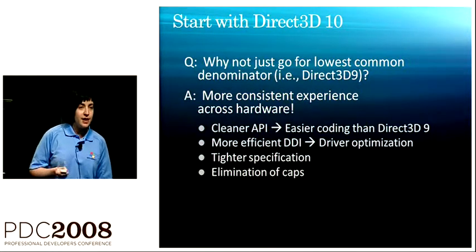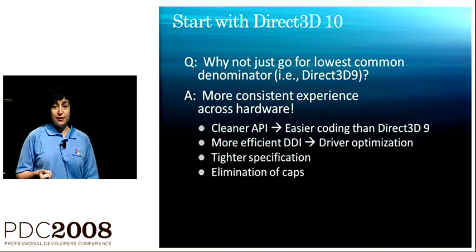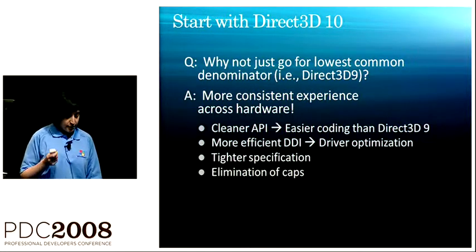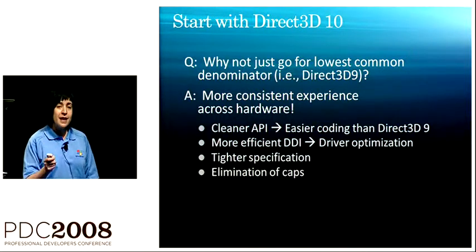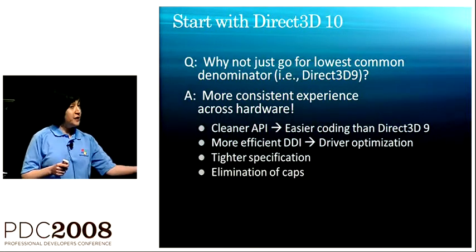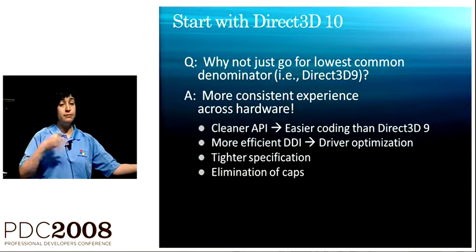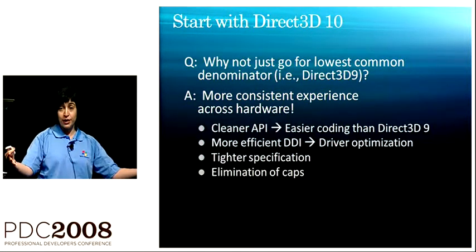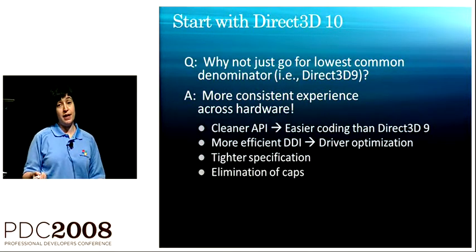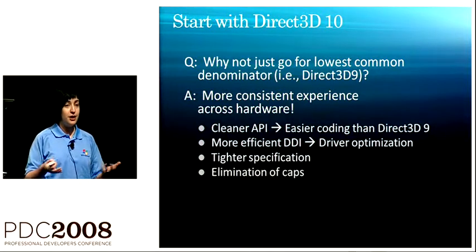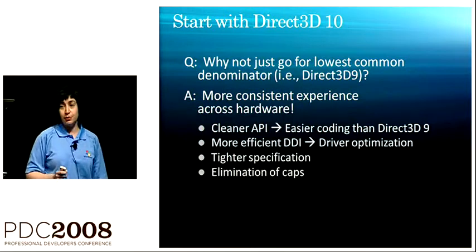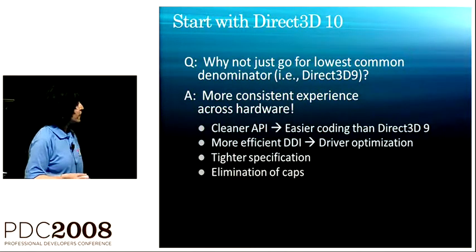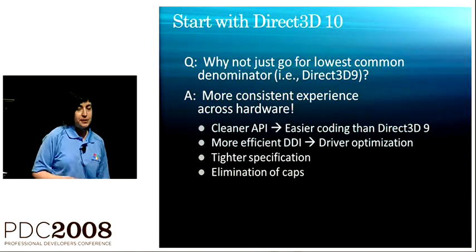With Direct3D 9, there was a lot of undefined behavior, and what that meant, undefined behavior in the hardware spec, excuse me, was that IHV number 1 could implement a feature one way, another IHV could implement it another way. They were both consistent with the spec because that behavior was undefined, but for you, the person writing the code, it gave you different rendering results, and that's no good. And finally, we eliminated caps.